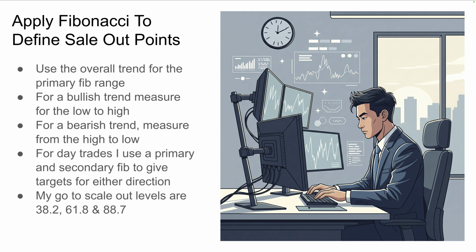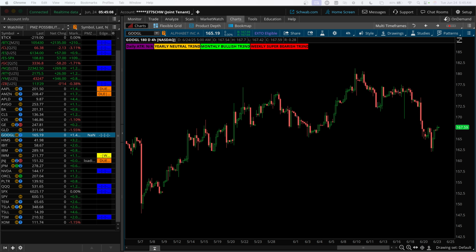I trim first at the 38.2 and move my stop to break even. I scale more at the 618, and if momentum stays strong, I aim for the 887 or my final target. It's a step-by-step path, not a guess. Each level is based on how price naturally breathes. Let's go to a live chart and put it all together.